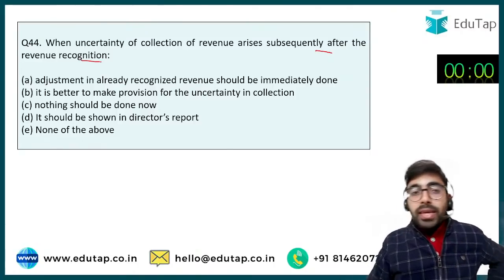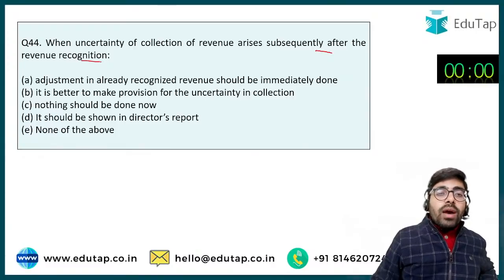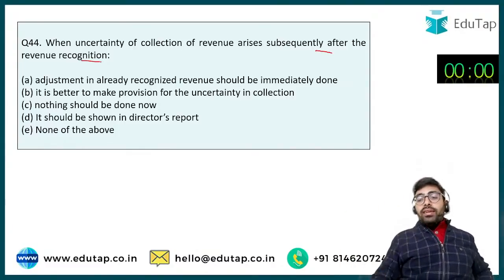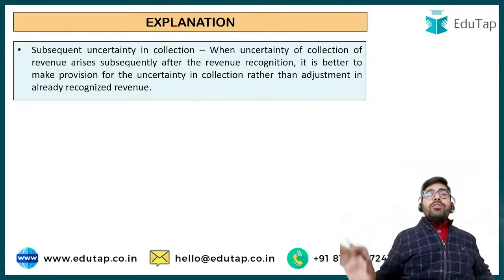Okay, option number B. So Jethalal is going to tell Nattu Kaka कि better make a provision for it, क्योंकि यहाँ से पैसा मुझे नहीं लगता आने वाला है. So let's see what the accounting standard has to say about this one.